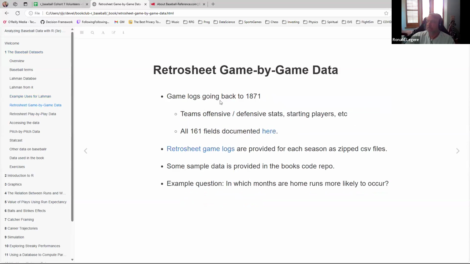And then the next data set he talks about is Retrosheet. This is a game by game database. Actually, it's got two sets of data. It's got a game by game and a play by play. So the game by game data has game logs going back to 1871. So it gives, again, total offensive and defensive stats, the starting players. There's a website with a link that gives you the description of all the 161 fields for each game. So instead of a season, now it's a complete summary of the game.